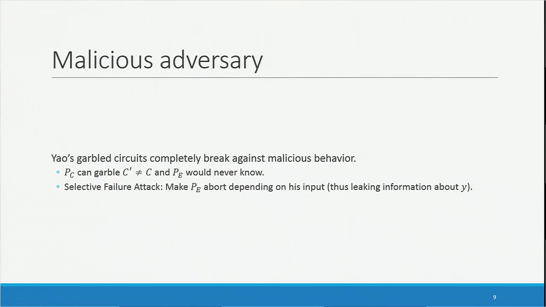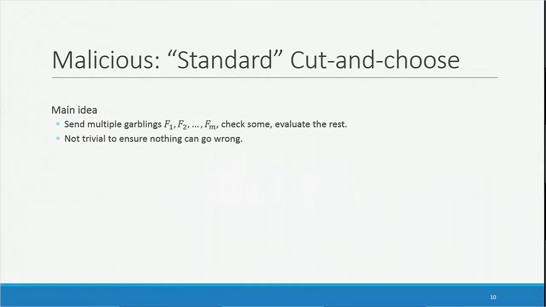A more subtle attack is the selective failure attack, where the constructor can set up the protocol so that he will make the evaluator abort depending on his input. So he might abort if his input is 0 for some bit, or he will continue and not abort, but in either way, the constructor will learn some information about this. So the standard way for Yao's garbled circuits to handle this is the cut and choose methodology. So instead of sending one garbled circuit, the constructor sends many garbled circuits. The evaluator will ask to check some of these to make sure that they are correct, and then he will evaluate the rest.